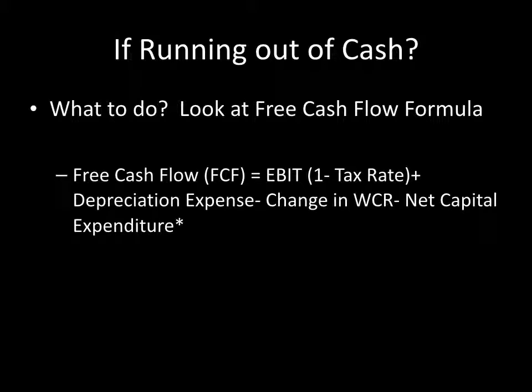Now, if we are seeing a burn rate and we look like we're running out of cash, what does that mean? What can we do? Well, first place you want to start is look at your free cash flow number and try to look at ways you can impact these various variables that might help you raise cash. So you can look at the first variable, EBIT, times 1 minus the tax rate. Really try to improve your operating profits or figure out a way you can lower your tax rate. Other things you can do is you could try to increase your depreciation expense, but that's hard to do since that's pretty well a fixed number.